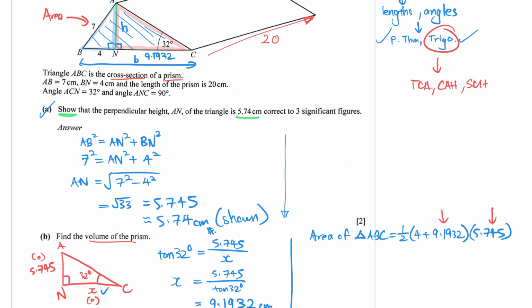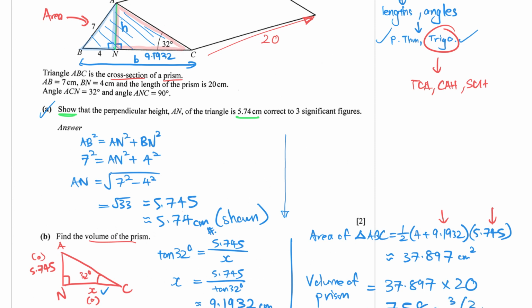Okay, this will ensure that our final answer is as accurate as possible. So this will give us approximately 37.897, and now when I multiply it to the length of 20, as shown in the diagram, I will get the full volume of the prism, which should be, now since this is the final answer, it will be 758 centimeter cube to 3 significant figures. And we're done.